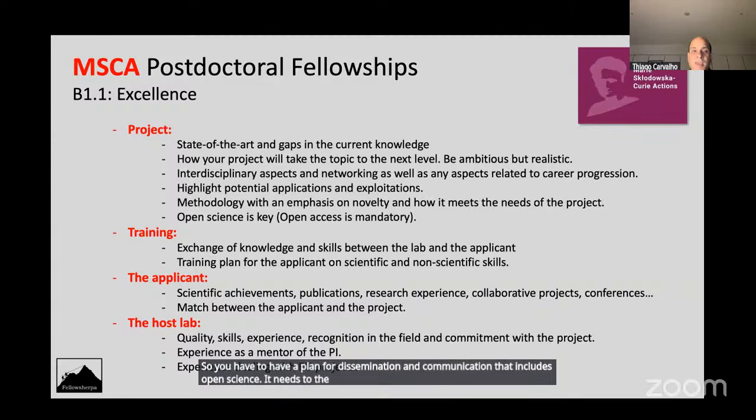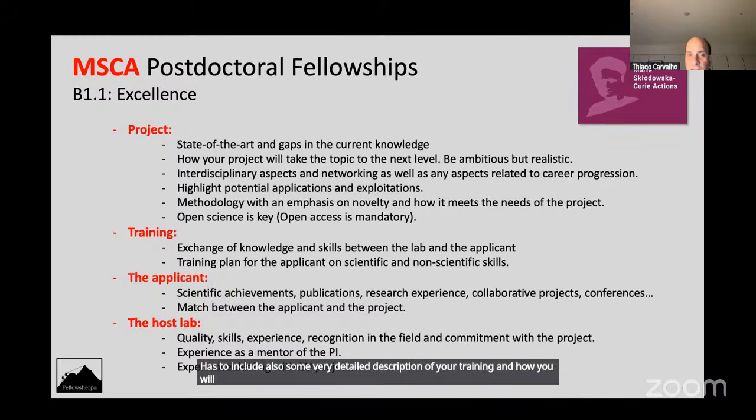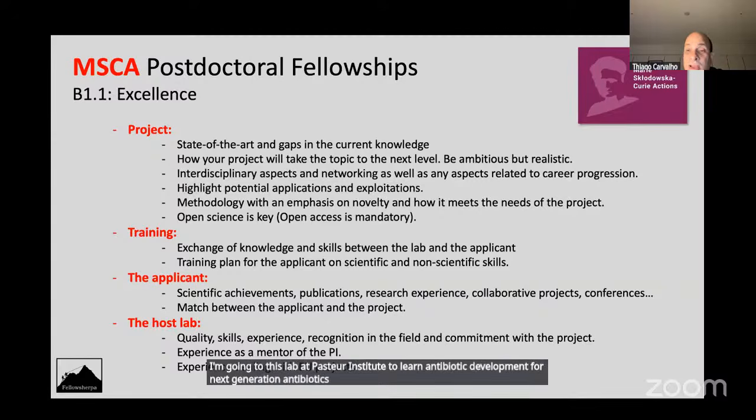The excellence part has to include also some very detailed description of your training and how you will improve if you get this fellowship. It also requires that you focus on what's called a two-way transfer of knowledge, which is something that candidates often fail in, which is not just to say, I'm going to this lab at Pasteur Institute to learn antibiotic development for next generation antibiotics. You also have to say what they'll get from you. So what will the lab and the institution gain from having you there?